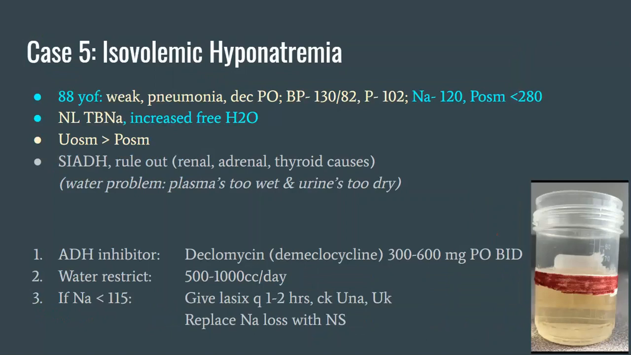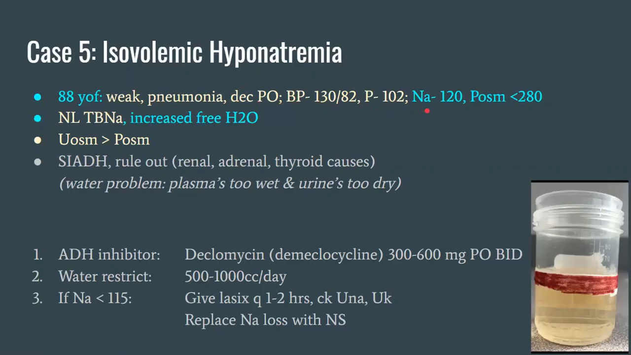Case number 5, the case of isovolemic hyponatremia. Here's her grandma. She's 88 years old. She comes in from the same nursing home. She's weak. She's got pneumonia. Her blood pressure is 130/82. She's got decreased PO intake. Her pulse is not too bad, 102.